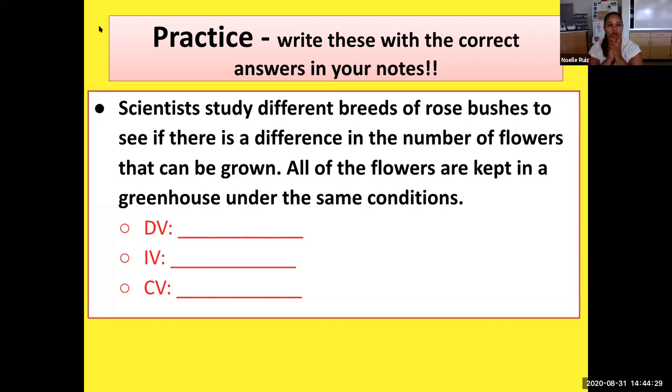You got different breeds of rose bushes, the number of flowers on the rose bush, and the greenhouse conditions. Which one is the dependent variable? Which one is the independent variable? Which one is the constant or controlled variables?